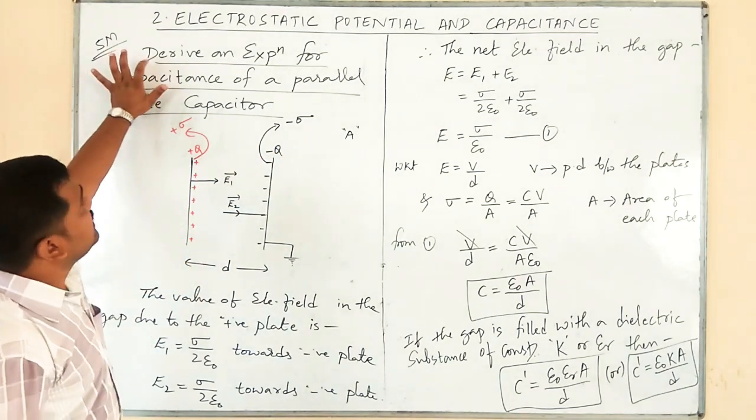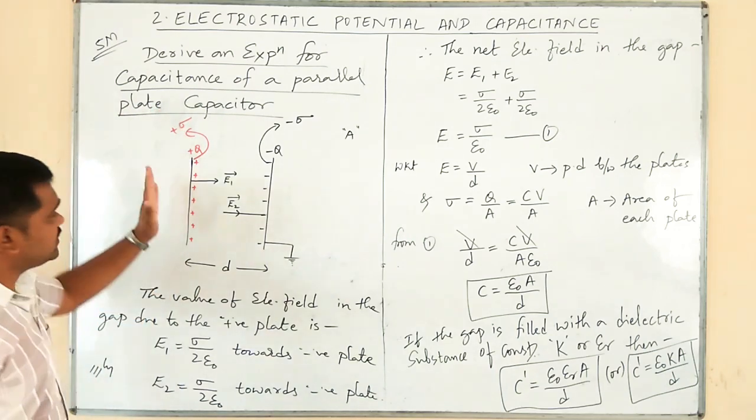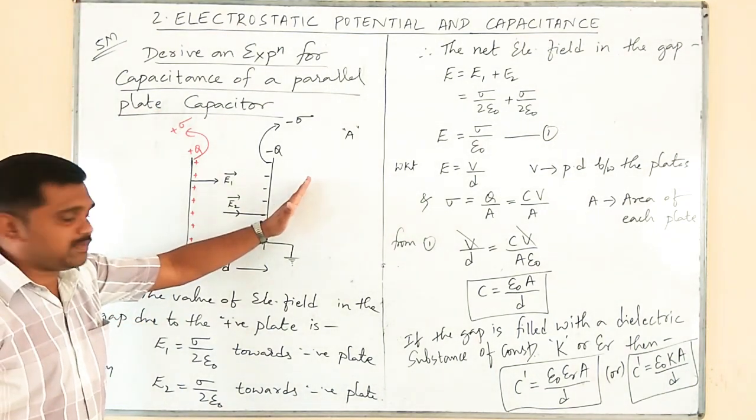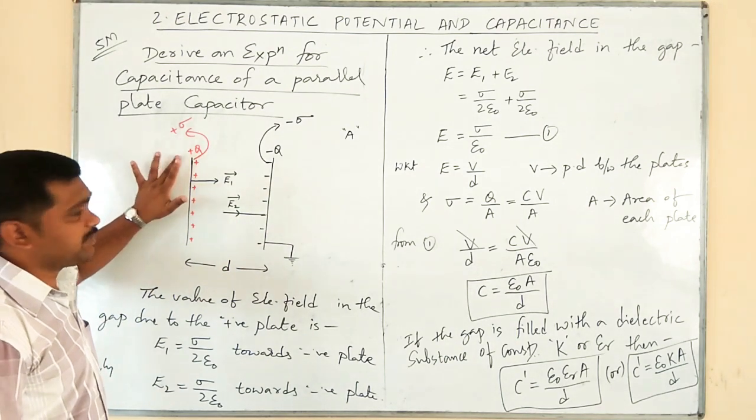Derive an expression for capacitance of a parallel plate capacitor means first we have to take a parallel plate capacitor. Now we have to mention what type of charges are present on the plates.